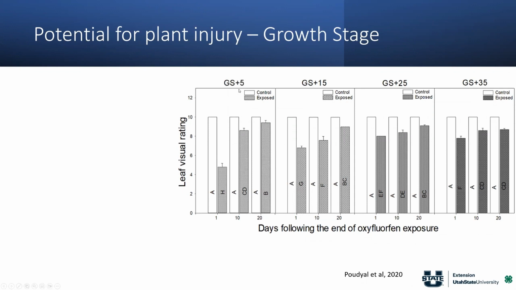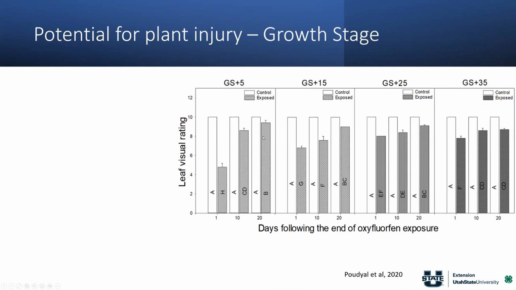This is 5 days after the plant started producing leaves in hydrangea. This is 15 days after, this is 25 days after, and this is 35 days after. This was when the plants were exposed. When the plants were exposed to oxyfluorfen at 5 days after leafing, we can see a lot of damage. But then we applied it once and then we stopped. We let the plant recover.